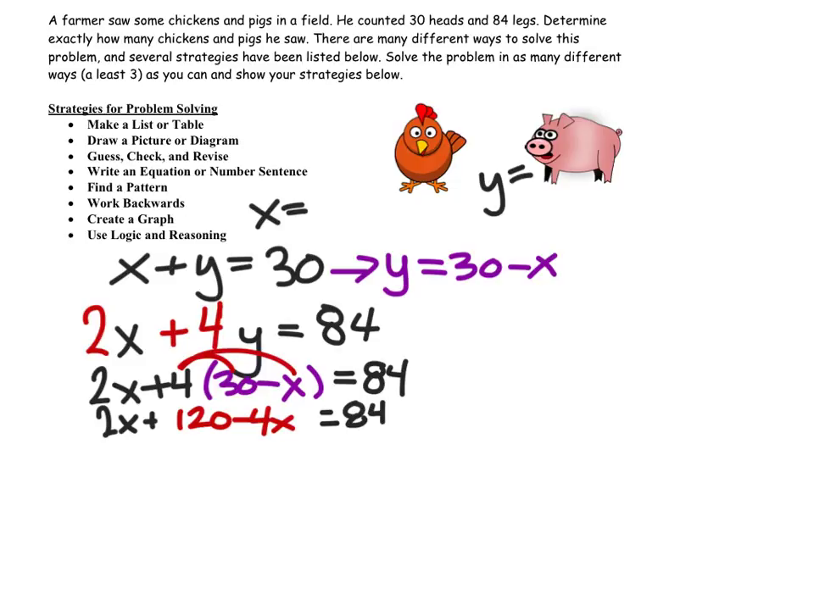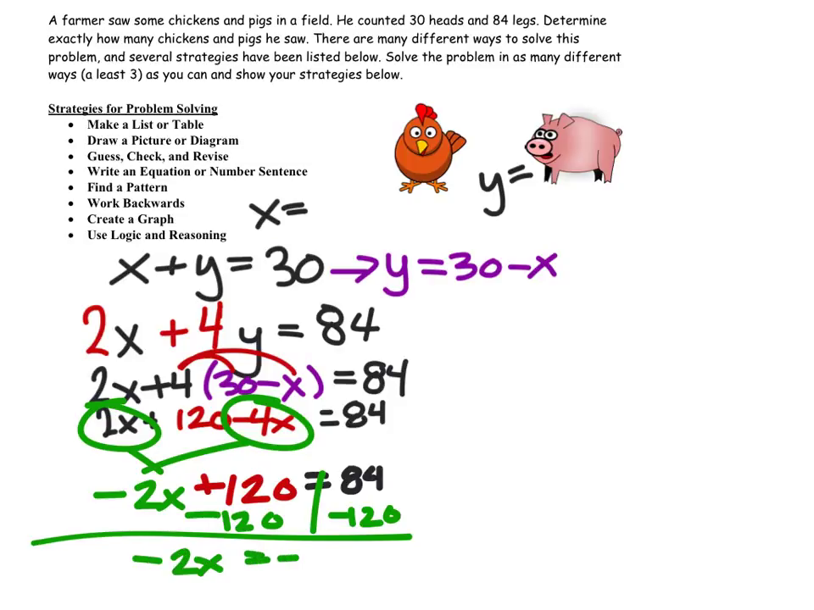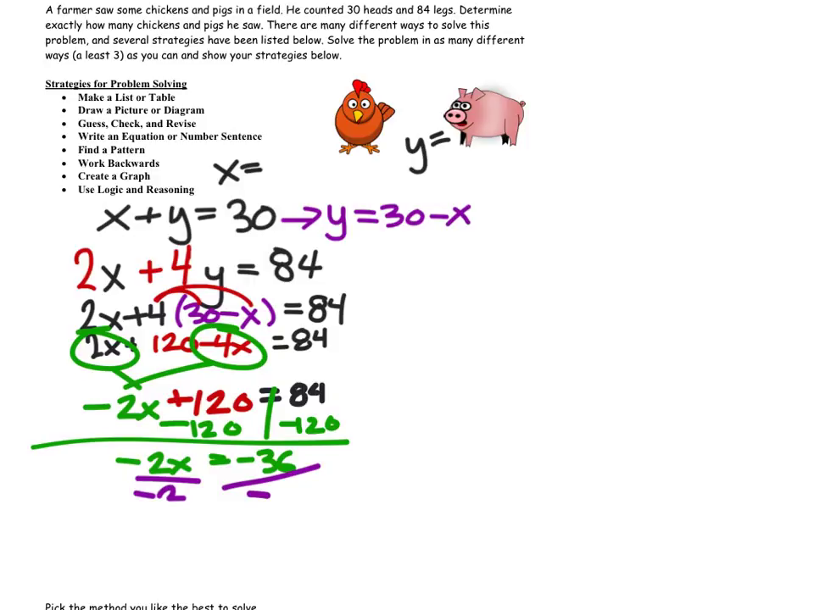I'm going to combine this stuff. I've got these 2 x's and this negative 4 x's, which is negative 2x, plus the 120. This equals 84, so to solve, let us subtract 120 from both sides. And then we got negative 2x equals negative 36. Divide everywhere by negative 2. And we see that x equals 18. Now x was chickens, so there are 18 chickens. If there were 30 total animals and 18 of them were chickens, then there must have been 12 pigs.